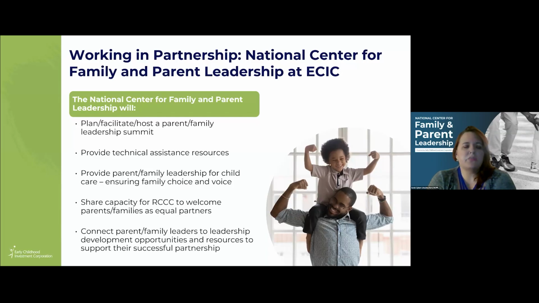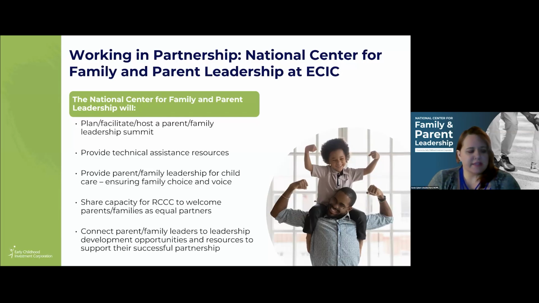And some of what we will have available for you and what we'll be delivering for you, we are going to plan, facilitate, and host a parent and family leadership summit. This will be engaging with families who are currently using childcare systems here within the state of Michigan. We also are going to have a lot of technical assistance resources, which includes templates, which includes case studies for what has already been successful. We really don't want you to have to reinvent the wheel.